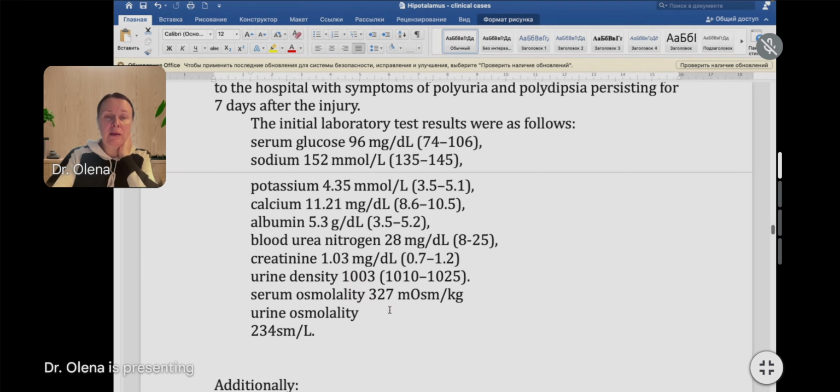Serum osmolarity is 3027, and urine osmolarity is 234. Do you know the normal ranges for serum osmolarity and urine osmolarity? Serum osmolarity, it's 295, I think, milliosmol per kilogram. And so our patient has increased serum osmolarity. And what about osmolarity of urine?